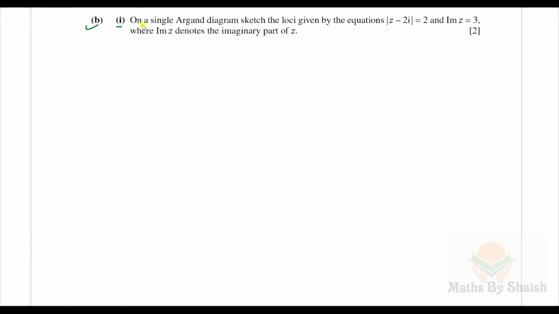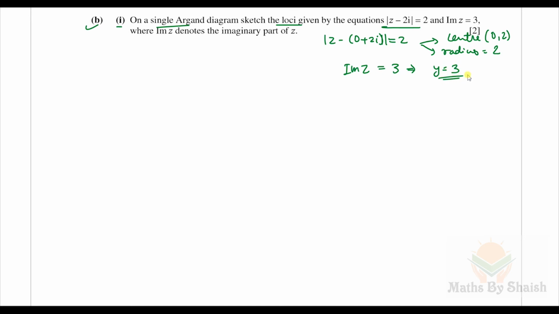This is the B first part. On a single Argand diagram, sketch the loci given by the equation modulus of z minus 2 iota is equal to 2. That is modulus of z minus (0 plus 2 iota) is equal to 2. So it means the center of the circle is (0, 2), that is on the y axis, and the radius of this circle is going to be 2. And imaginary of z is equal to 3 means it is a line y is equal to 3.